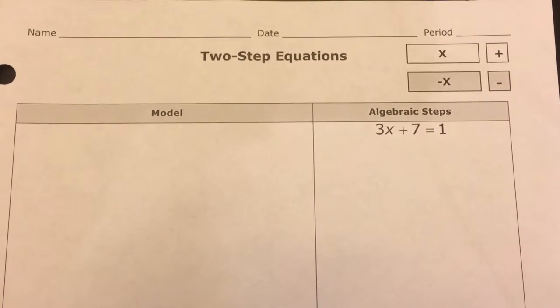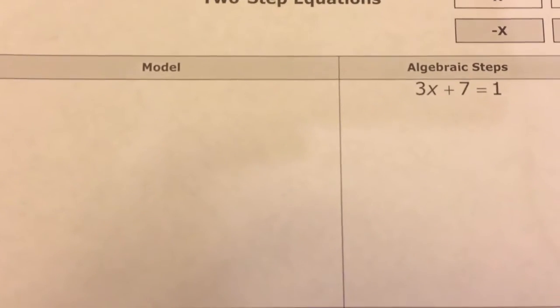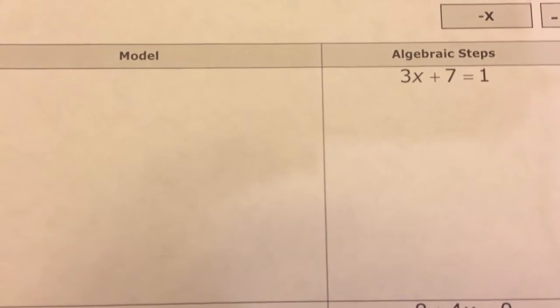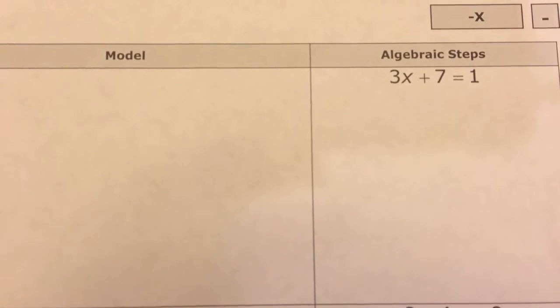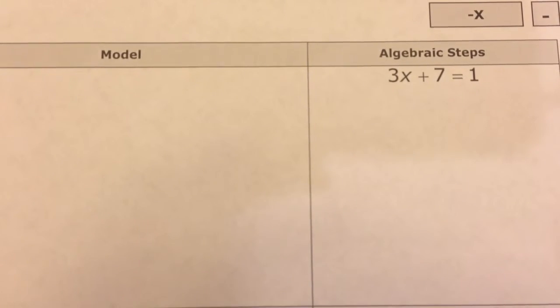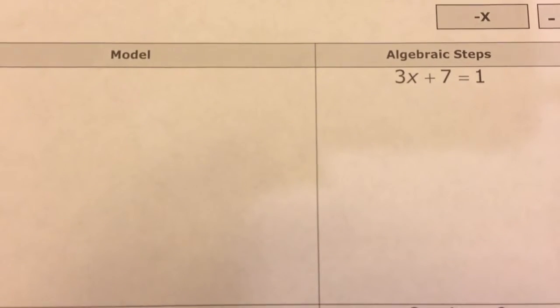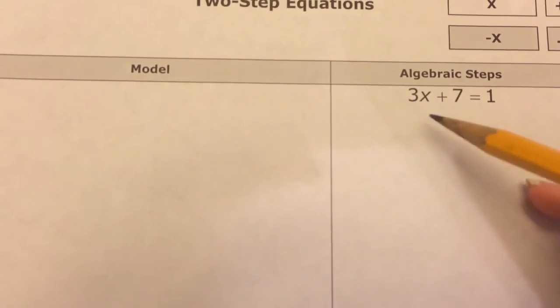Here on the two-step equations worksheet, here's the first problem. 3x plus 7 equals 1. Right now, I want to make sure you've done it first. If you haven't done the problem, pause the video, try and solve the problem, and then unpause it and see what you get. All right, so I have 3x plus 7 equals 1.